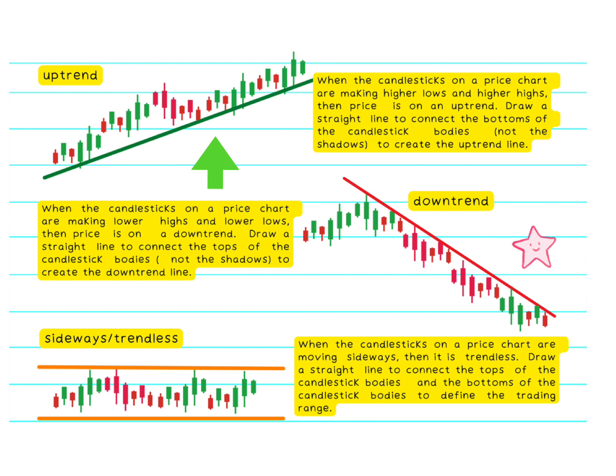Now, when the candlesticks on a price chart are making lower highs and lower lows, then price is on a downtrend. Draw a straight line to connect the tops of the candlestick bodies and not the shadows to create the downtrend line.